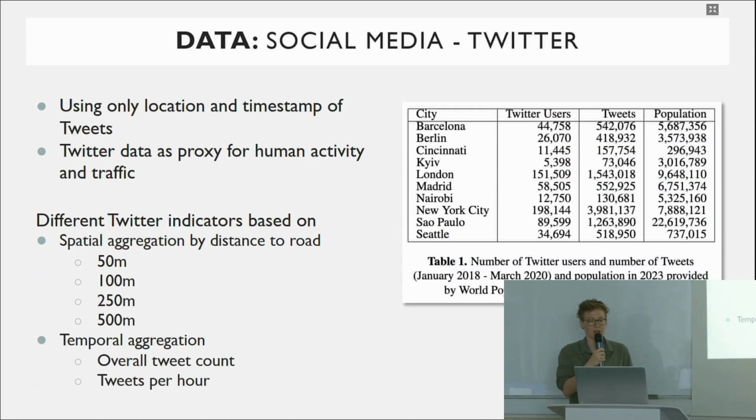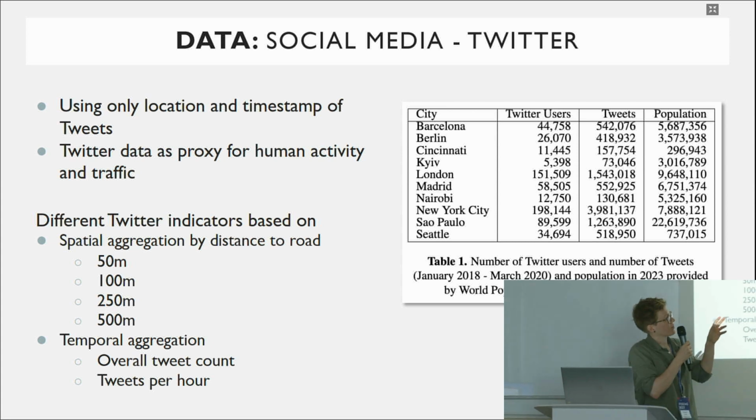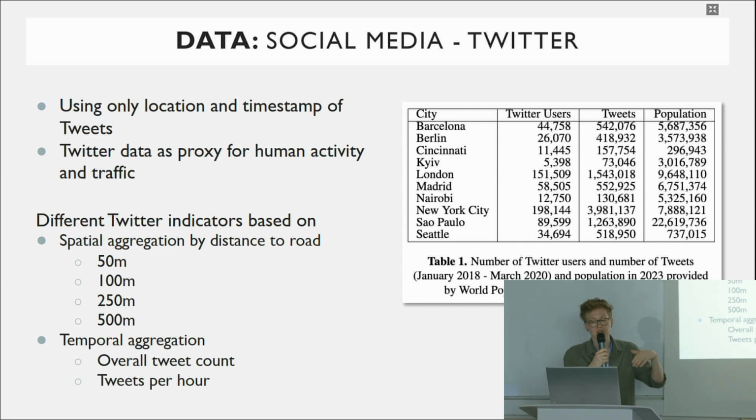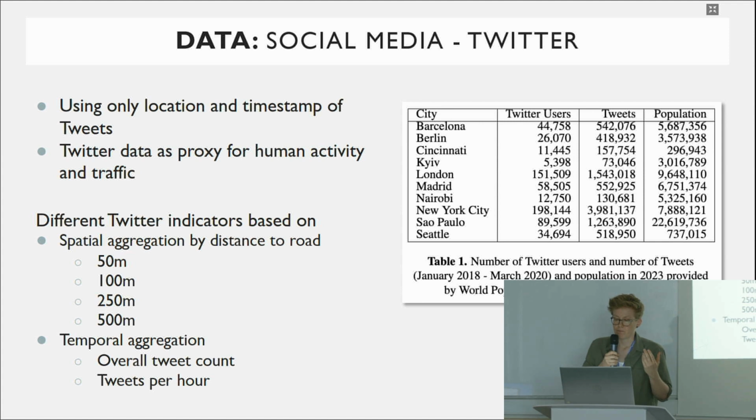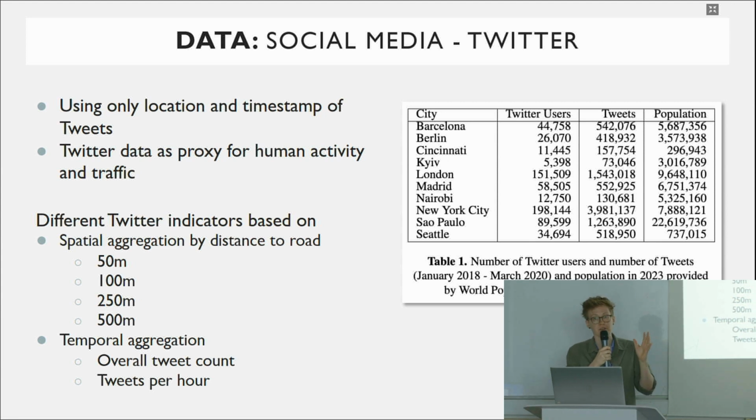So how many tweets did we download? It was quite a lot. We only looked at the time period between January 2018 and March 2020. And as you can see, the number of tweets is very different, but you definitely have to interpret the numbers in relation to the population density. So for example, Cincinnati is 160,000 tweets. Berlin is 418,000 tweets, so it seems like, oh, Berlin has more data. But if you look at it in relation to the population, Berlin has 3.5 million inhabitants, while Cincinnati only has like 300,000.